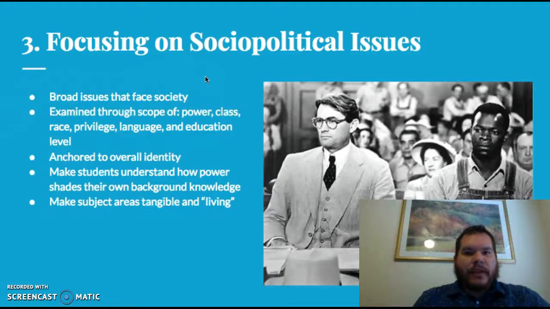Education level as well, it's kind of related to class a little bit. It has to do with understanding how different educational levels will impact how an issue appears to people. So knowing what their educational background is may affect how a certain person views a problem or situation, and teaching your students to identify this from multiple perspectives will make them a much stronger person at analyzing sociopolitical issues.